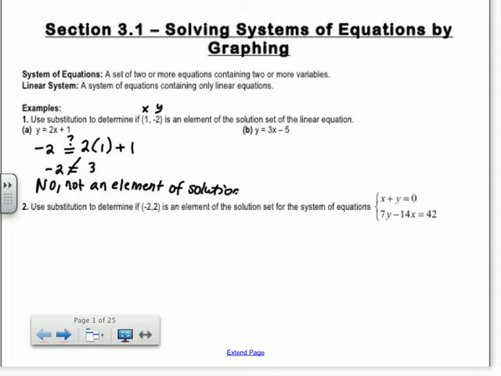Basically there's a lot of points on this line. Every point on that line would be an element of the solution set. This one doesn't work. All right, B, so plug in 1 for x, -2 for y. -2 does equal -2. So yes, this is an element of the solution set. Those are just for one equation.